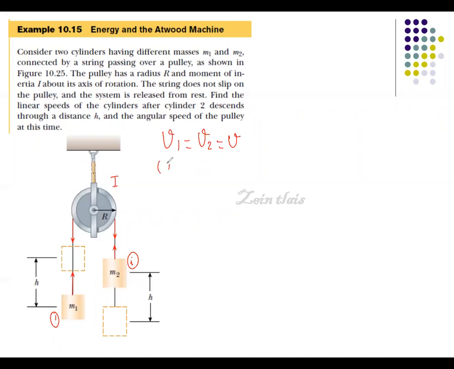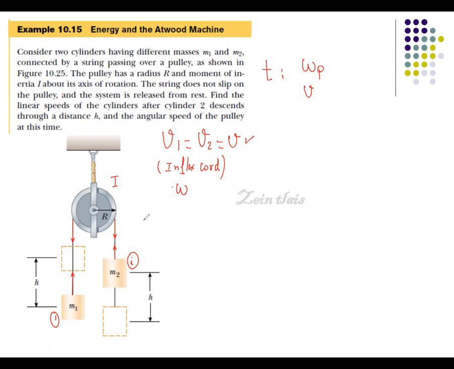Why? Because it's an inextensible cord. Okay, in this case I have the same velocity. I need to calculate V and omega at the time t. So at the time t, find omega of the pulley and V of the masses M1 and M2.